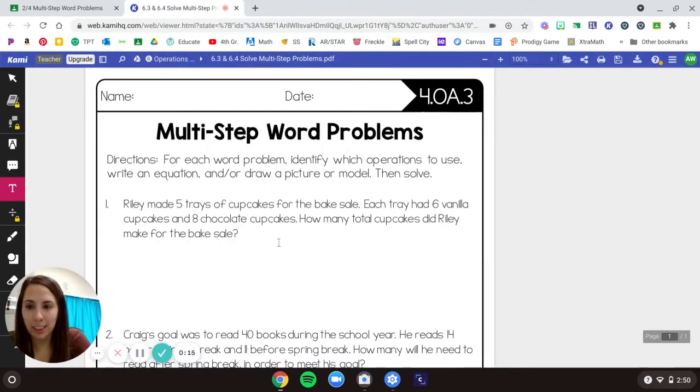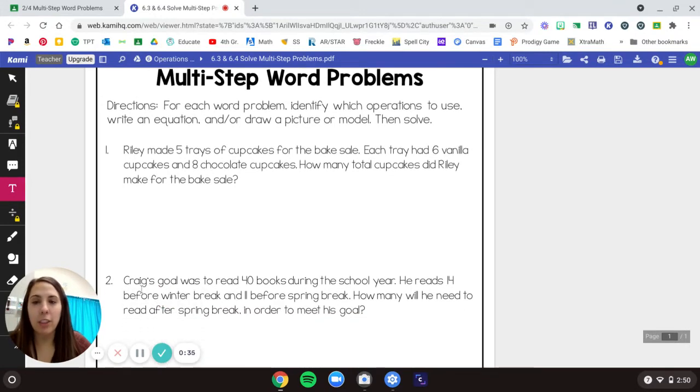So let's look at this first word problem. We might want to draw a picture, we might want to write equations, but we want to make sure that we're answering the question. We got to think back, do we really answer the question that it wants? Because we know we need to do multiple things. So let's look at our first question with Riley.